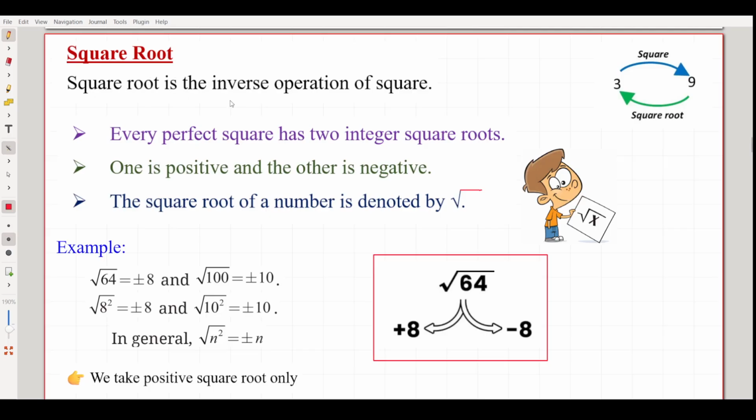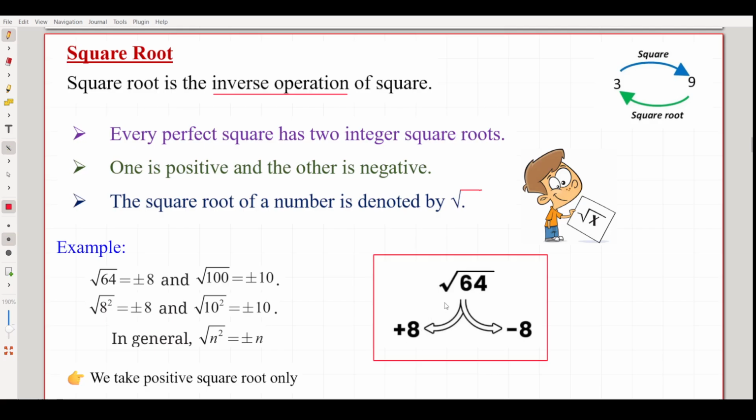A square root is the inverse operation of squares. For example, we have learned 8 square is 64. Here we are just going to go back, that is, the square root of 64 is 8.